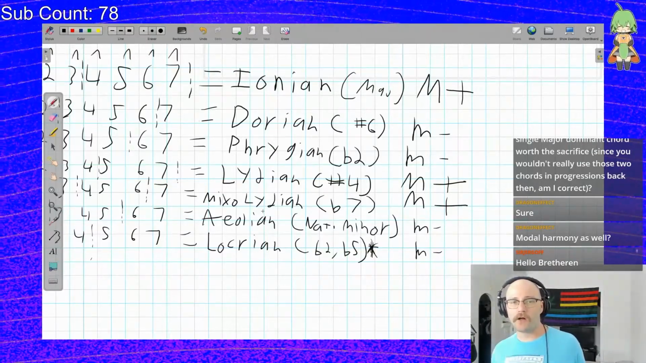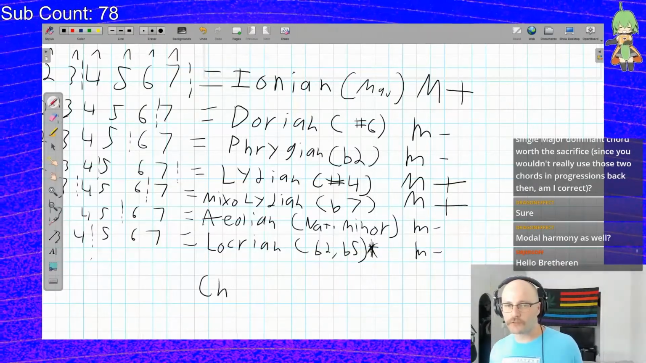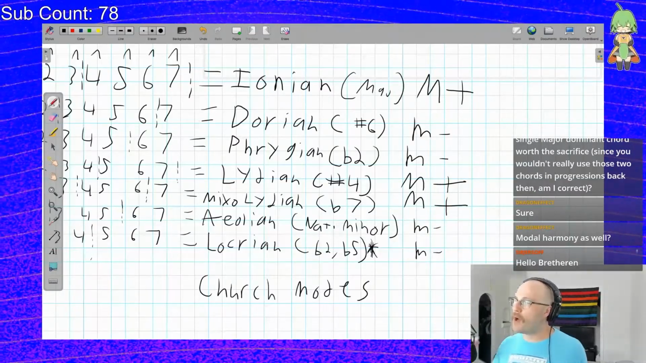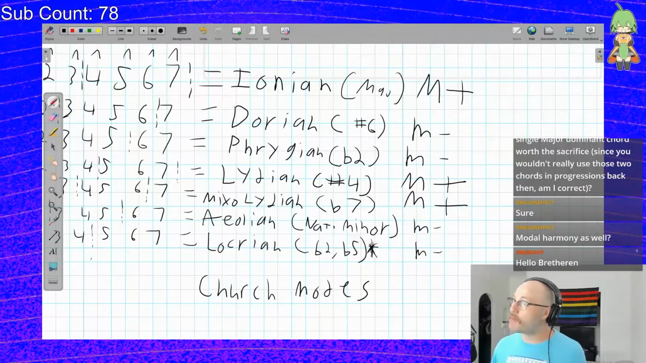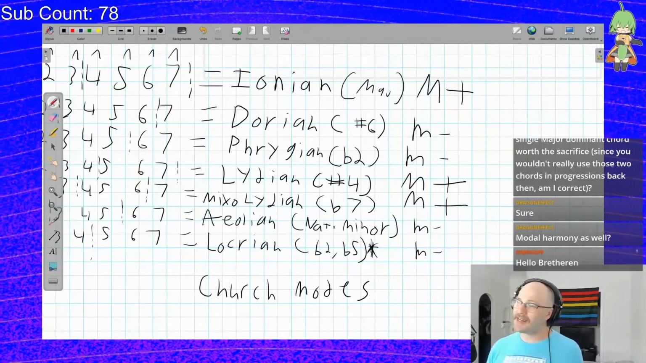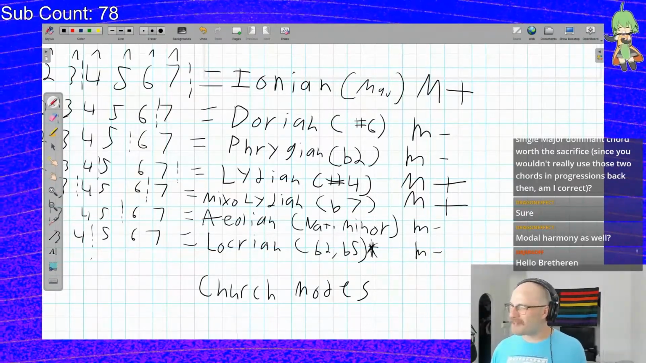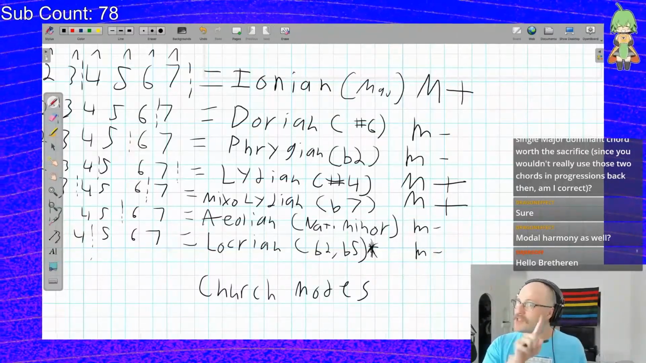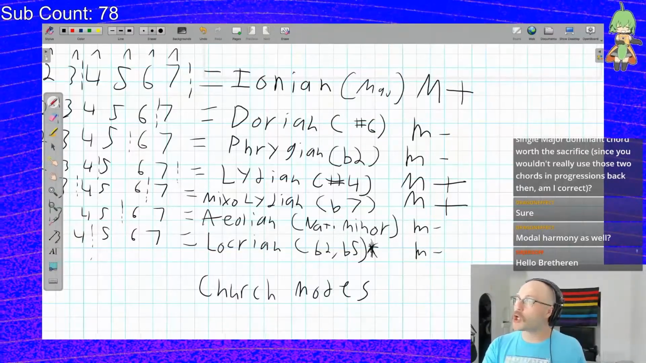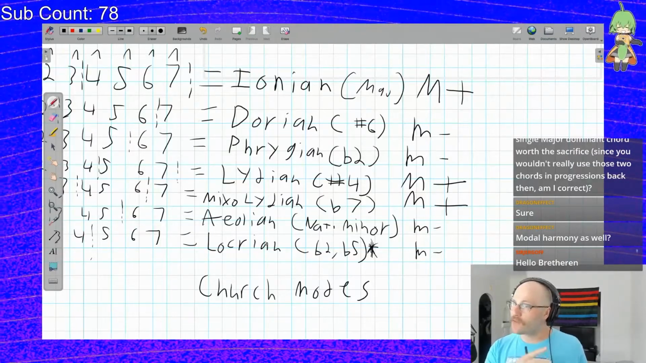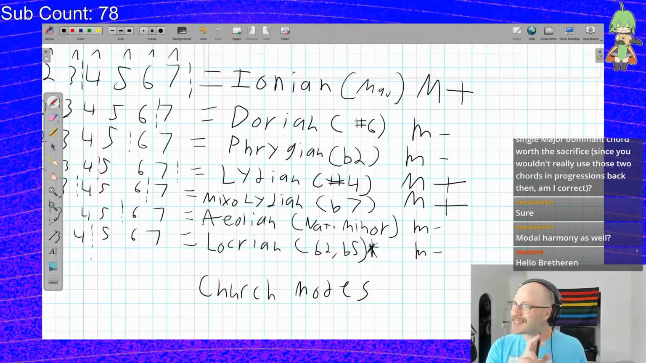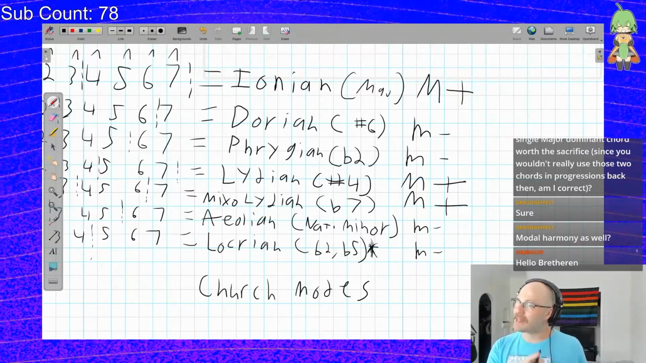So I call these the church modes. These names came from other scales, other modes that existed back in like the 1400s, 1500s. Not these sequences though. The sequences of notes that we currently call Ionian, Dorian, Phrygian, Lydian, Mixolydian, Aeolian, and Locrian are not the same modes that they had back then.